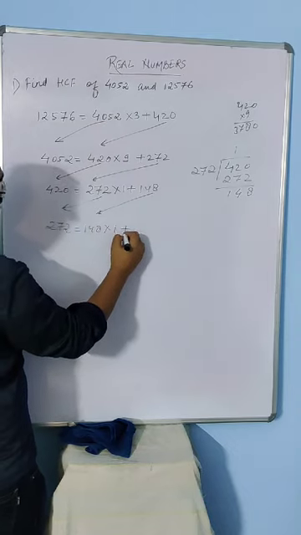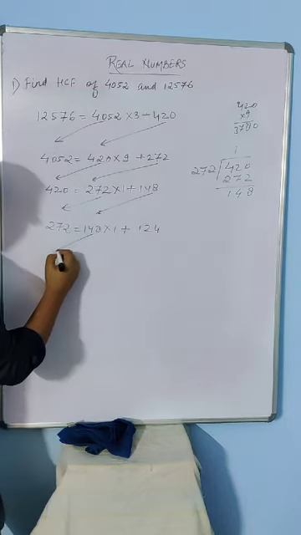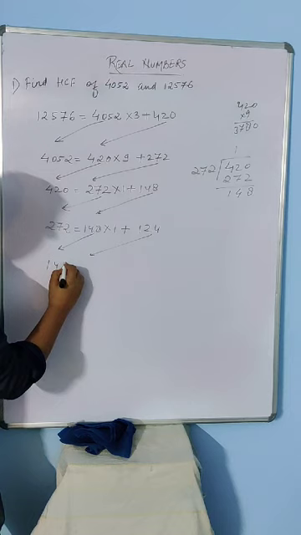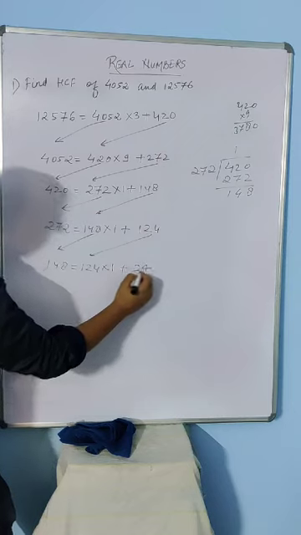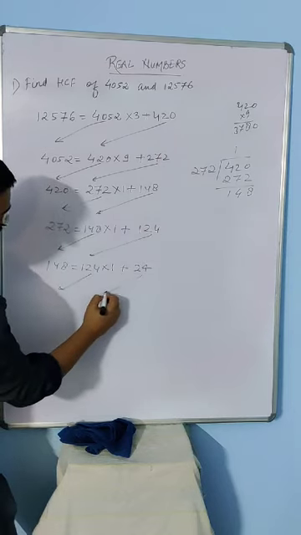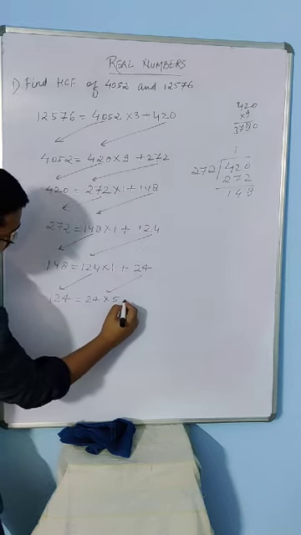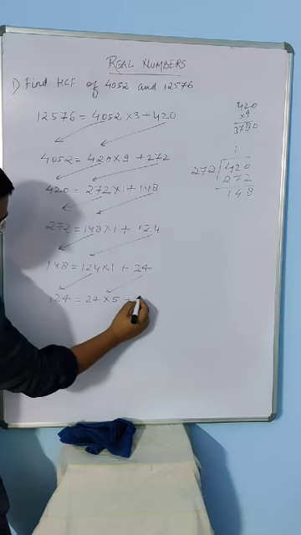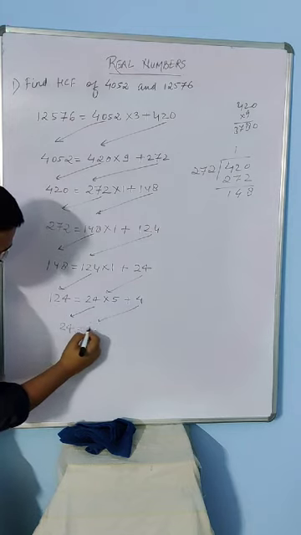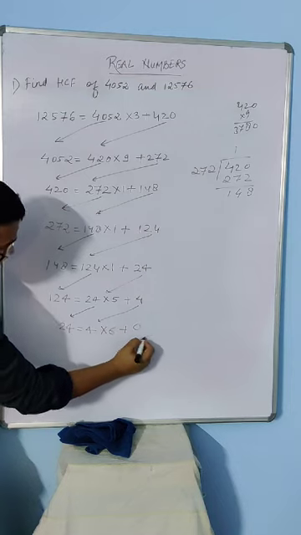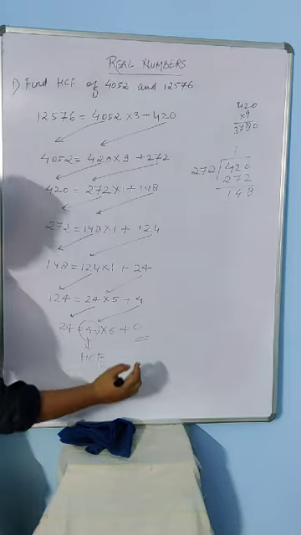So 272 is equal to 148 into 1. Clearly it goes one time, but the remainder now becomes 124. Again the same. Now 148 is equal to 124 into 1, clearly it goes one time, plus the remainder is 24. Again the same. It becomes 124 is equal to 24 into 5, that is 120 plus 4. Again, that is 24 is equal to 4 into 6 plus 0. And when the remainder becomes 0, the divisor becomes your HCF.